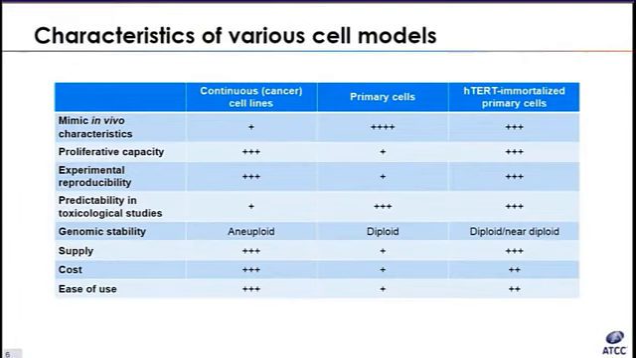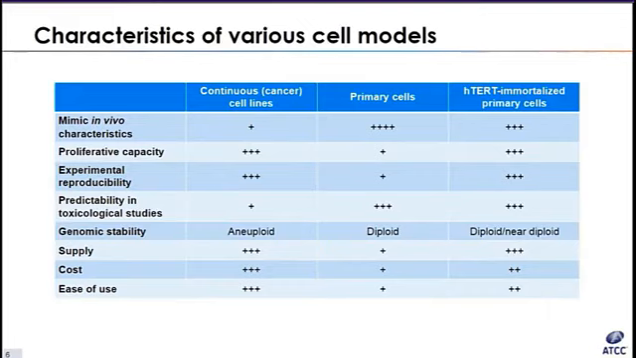Next are primary cells, which are isolated directly from normal primary tissue. These cells are diploid and exhibit great genetic stability. However, since they are primary cells, they do have a limited lifespan in culture, often only 10 to 15 population doublings or 6 to 10 passages. So they offer limited experimental reproducibility, as you can only get a finite number of cells out of one specific donor organ.